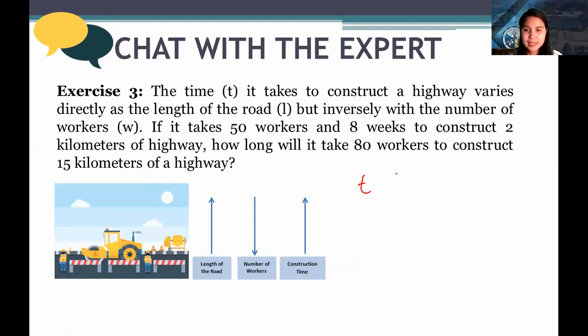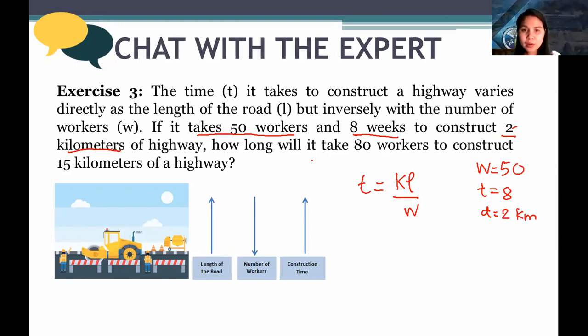T equals KL over W. Now, here's the problem. There are 50 workers, 8 weeks to construct. The time is 8. 2 kilometers of highway, the distance. Now, how long will it take 80 workers to construct 15 kilometers of highway?